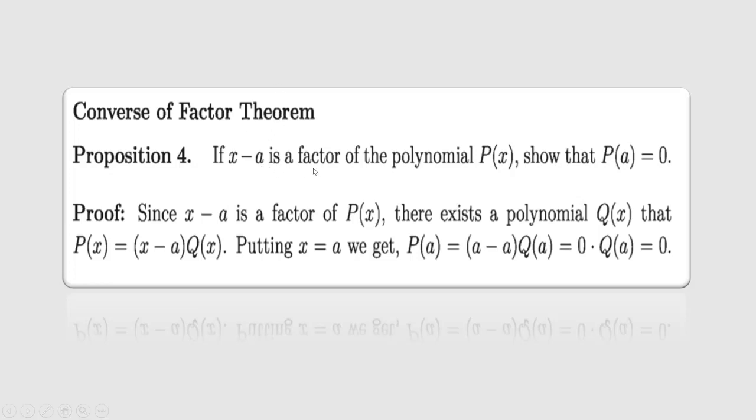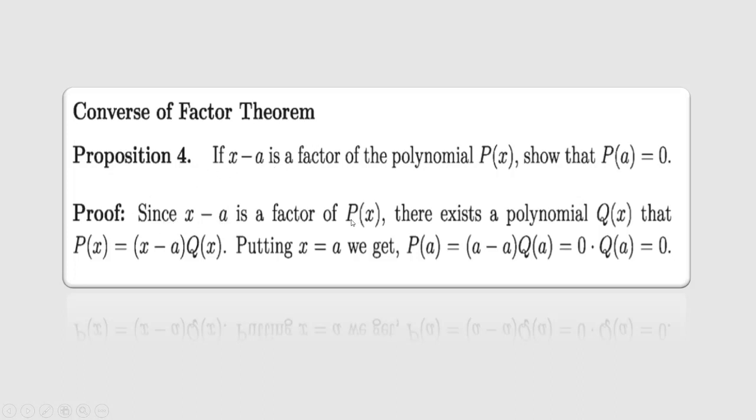If x minus a is a factor of the polynomial p of x, then p of a equal to 0. Factor theorem was: if p of a equal to 0, then x minus a is a factor of the polynomial p of x. Here it is the converse, so the name of this theorem is converse of factor theorem. Now proof.